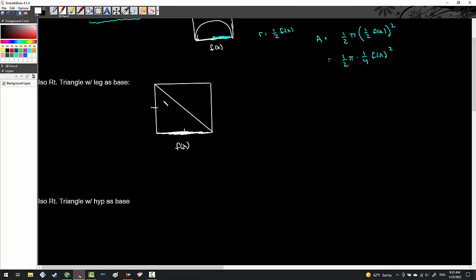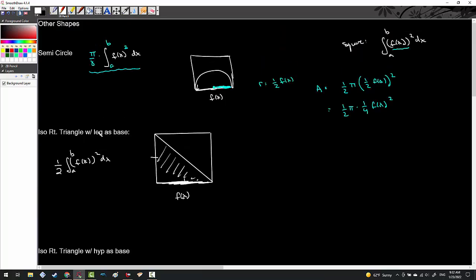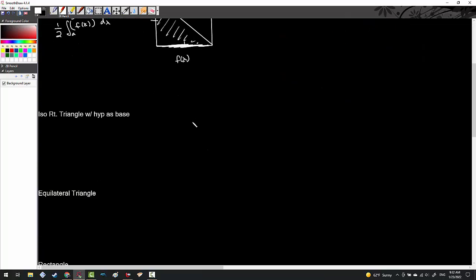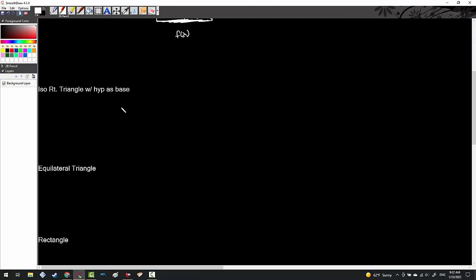And so does it make sense that finding the area of this would be 1/2 of the integral from a to b of f of x squared dx, just like the square, right? Again, base times height divided by 2 is the area of a triangle, or you could just say half of a square. So notice how, again, these are all kind of related to the square, right? The isosceles right triangle with the hypotenuse as the base, well, again, it's just this, right?